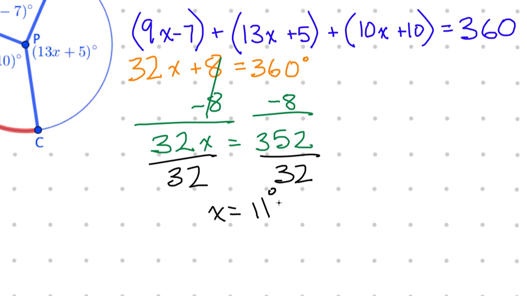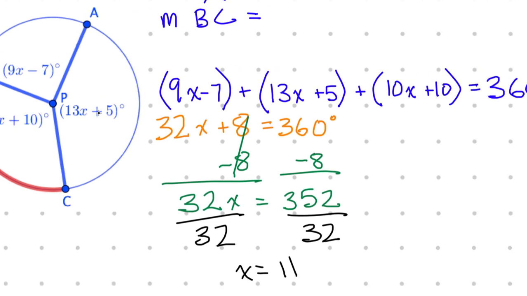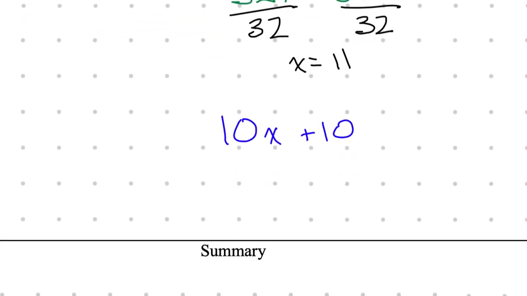Is that our answer? Should we box it? No! So x is 11, technically not degrees. The degrees are distributed out here for the units. But now that I know that x is 11, as Gunnar said, once we have x, then we can just plug it in and we'll have the answer. So I'm going to rewrite 10x plus 10 and substitute 11 for x, so it's now 10 times 11 plus 10.